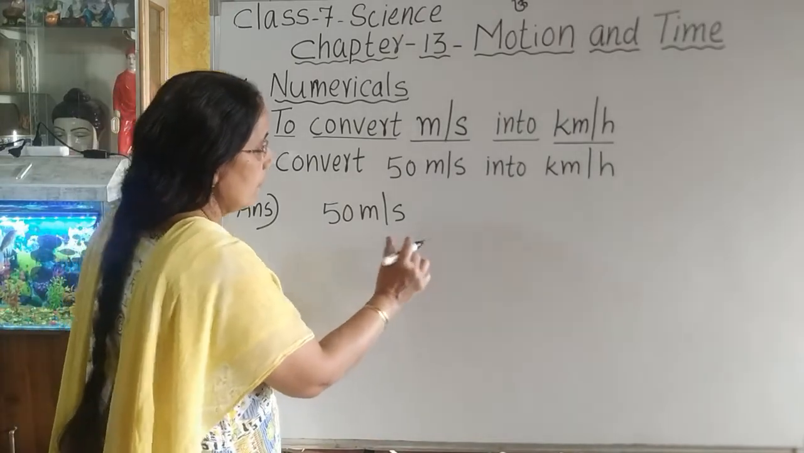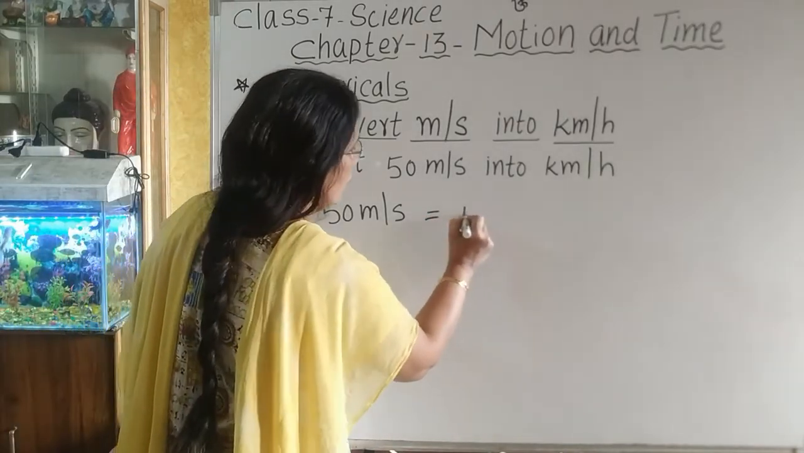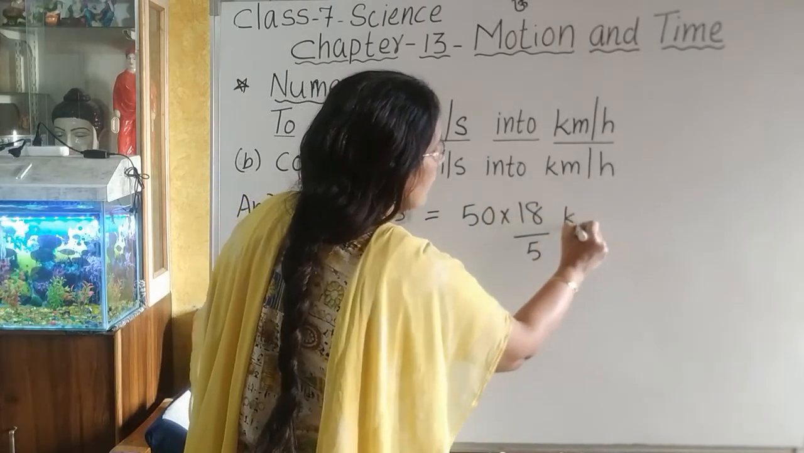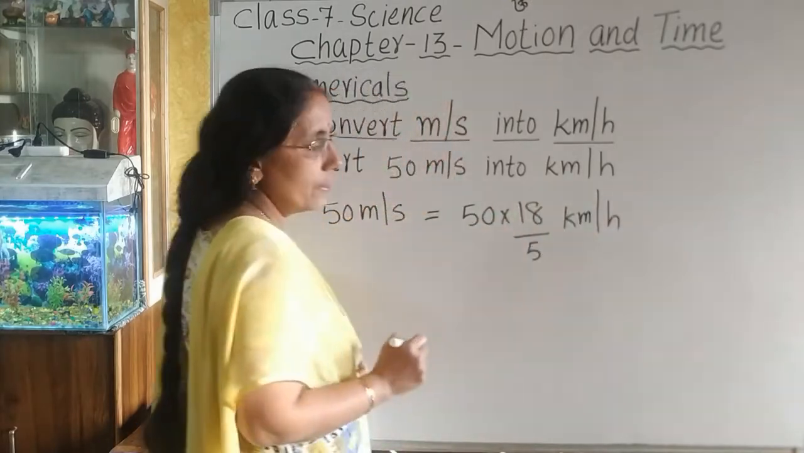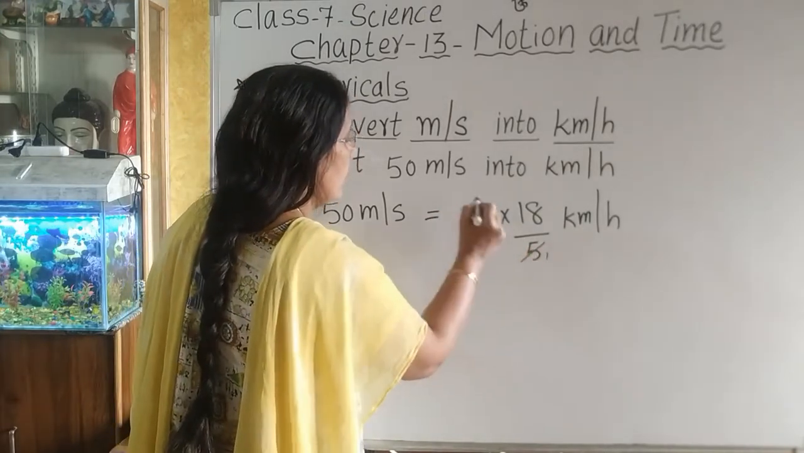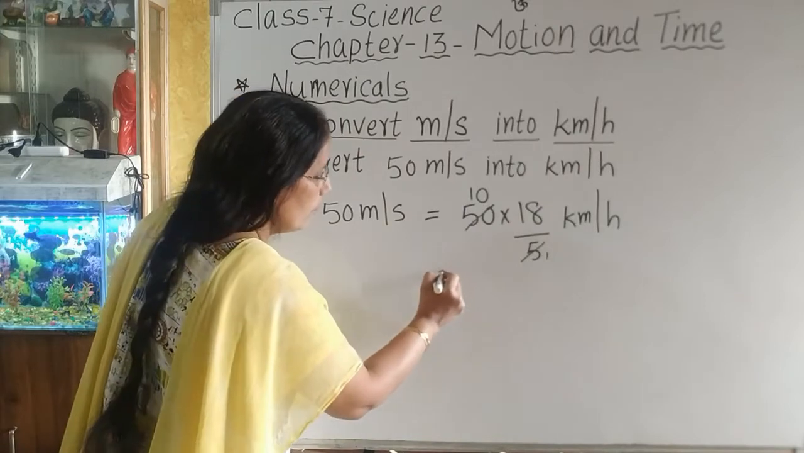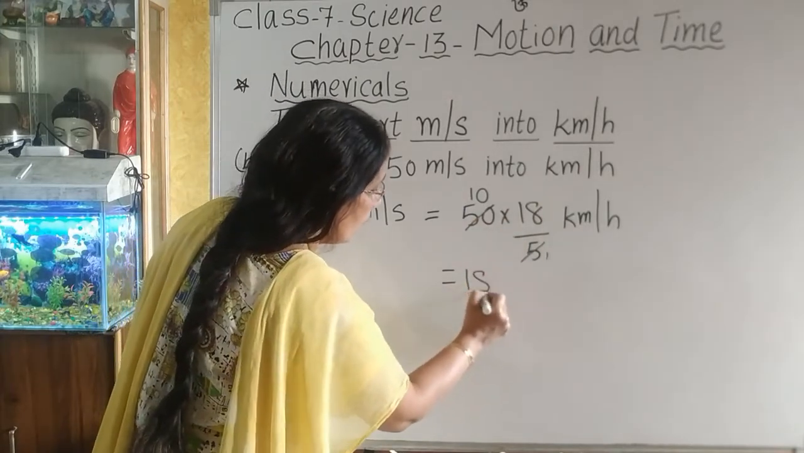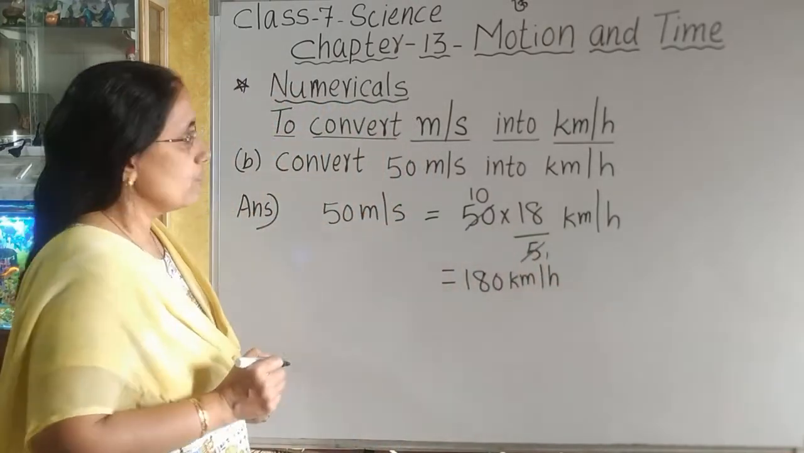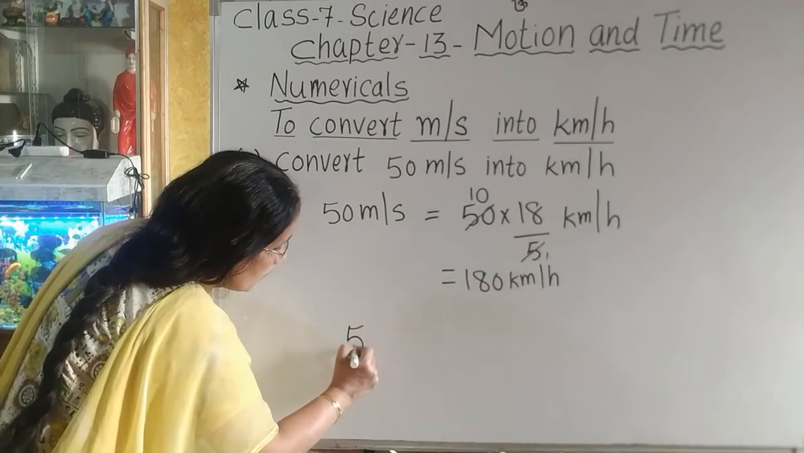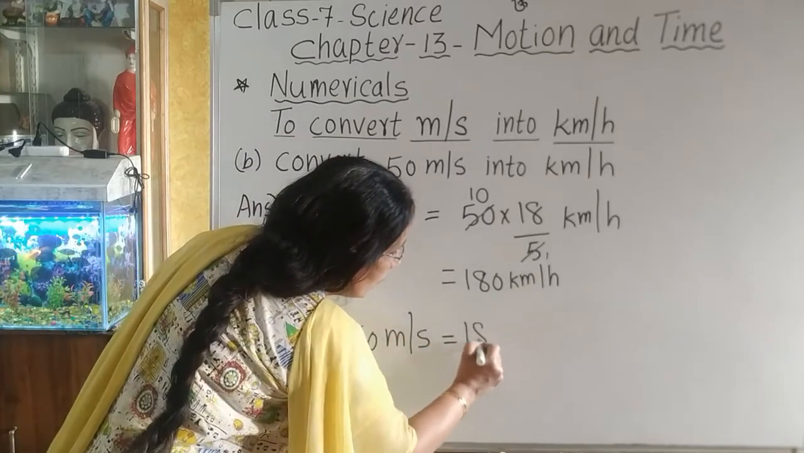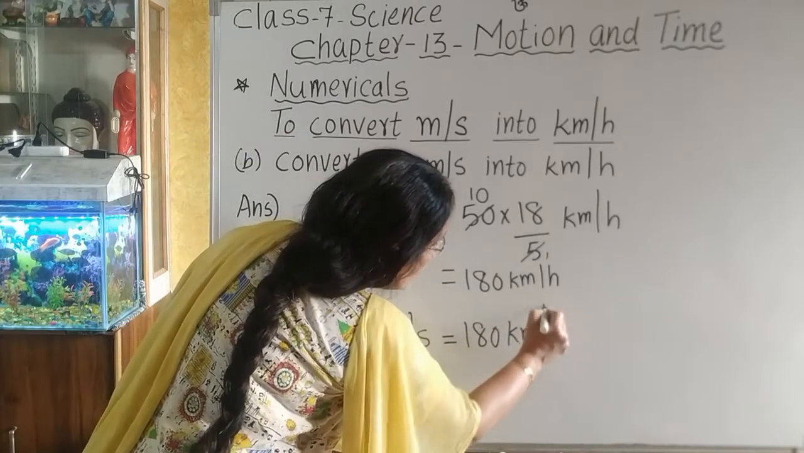So this we can write as 50 meter per second is equal to 50 into 18 by 5 kilometer per hour. Simplify this. 5 and 50 we can simplify. Here you will get 1 and here you will get 10. Therefore, 10 18s are 180. What is that? 180 kilometer per hour. So what we can say? 50 meter per second is equal to 180 kilometer per hour.